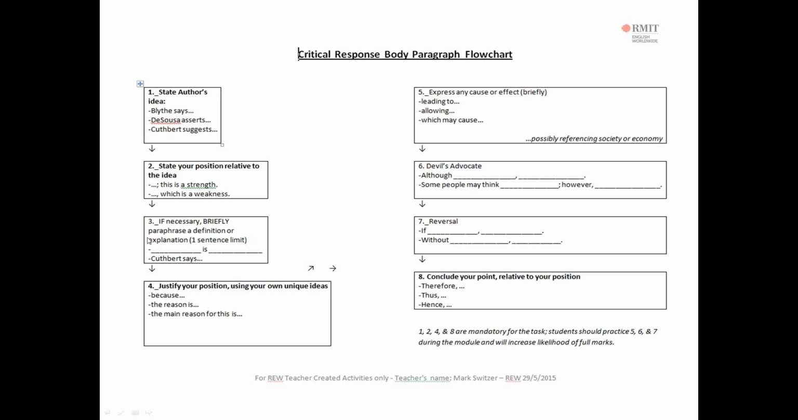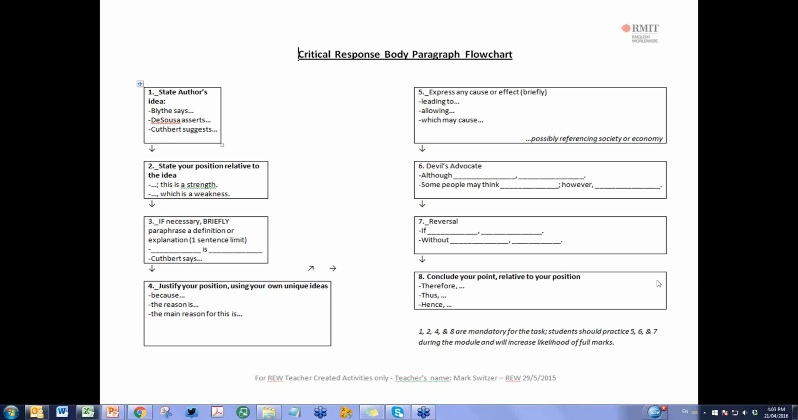In this case, we've got number 3. They may briefly need to paraphrase, and then it moves on down towards number 4. They justify their position using their ideas. They go on up to number 5. They talk about any cause-effect relationships, and you can see I've got here allowing.